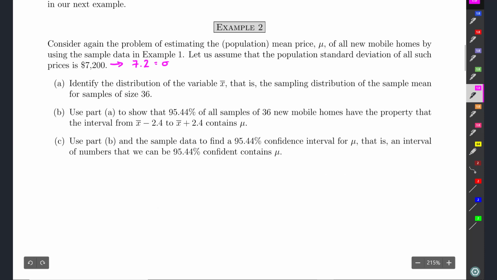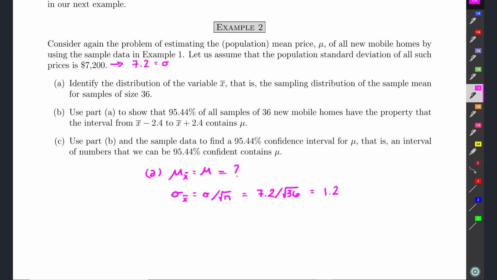So for part A, recall from our last set of notes that mu sub x bar is equal to mu. But in this case, we do not know what mu is. That's what we're trying to estimate. We do know, however, that sigma sub x bar is equal to sigma divided by the square root of n. So in this case, we have 7.2 divided by the square root of 36, which is equal to 1.2. So our sigma sub x bar is 1.2.